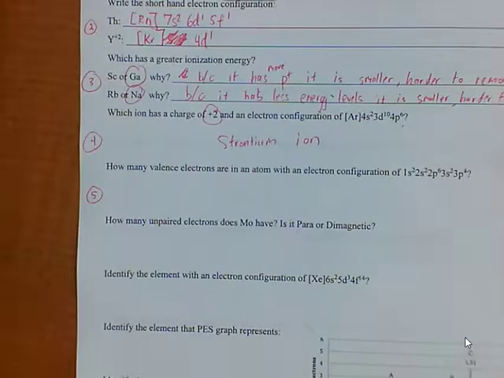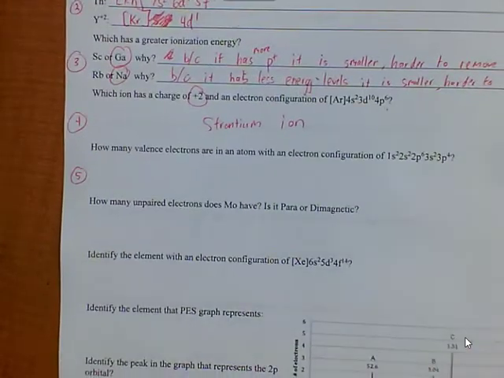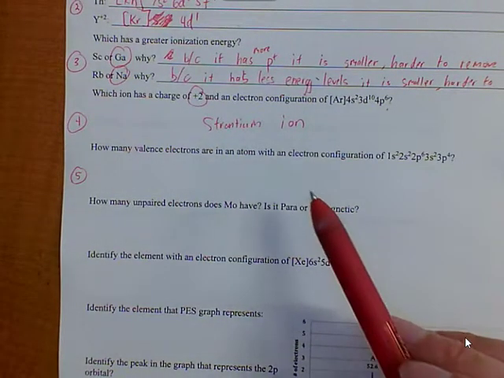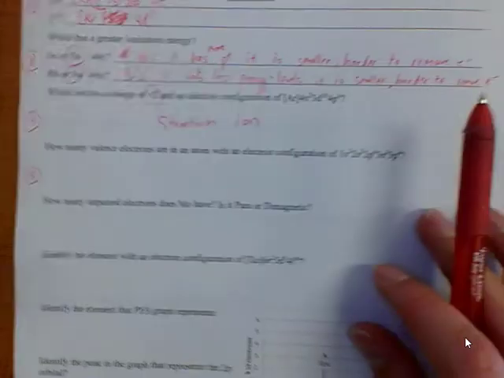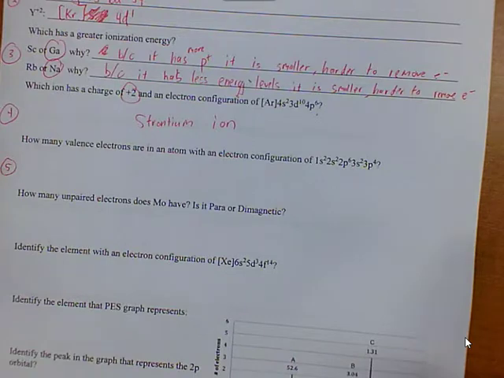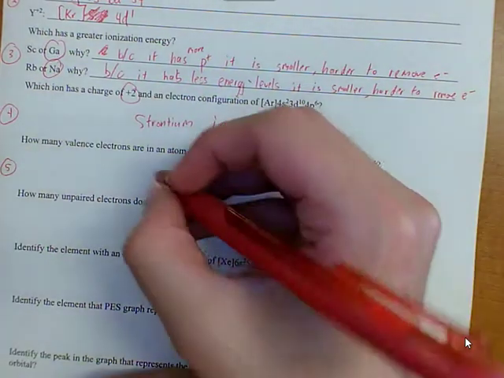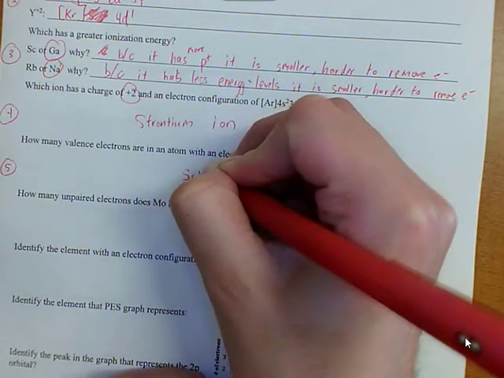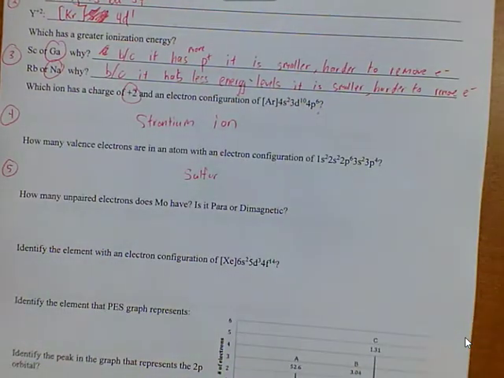All right. Next, how many valence electrons are in the atom with an electron configuration of 1s2, 2s2, 2p6, 3s2, 3p4? First things first, just figure out what element this is. So looking at my periodic table, 1s2, 2s2, 2p6, 3s2, 3p4, I'm going to get to sulfur. So I know for sure it is sulfur.